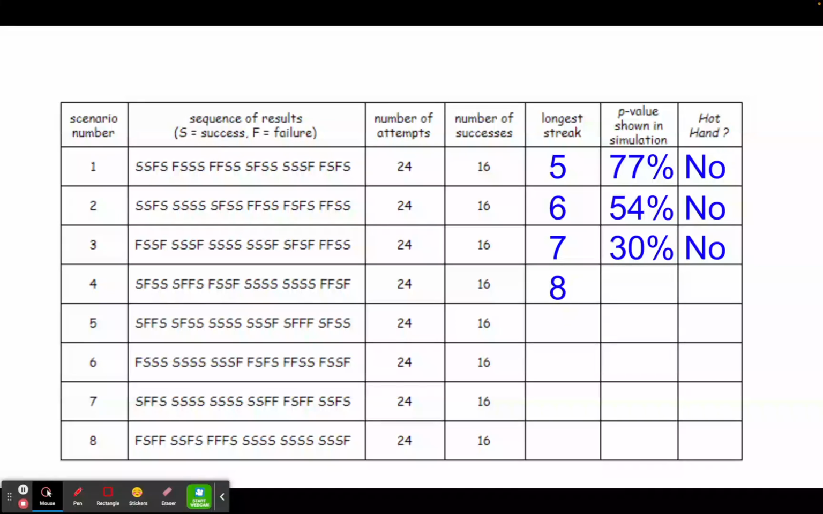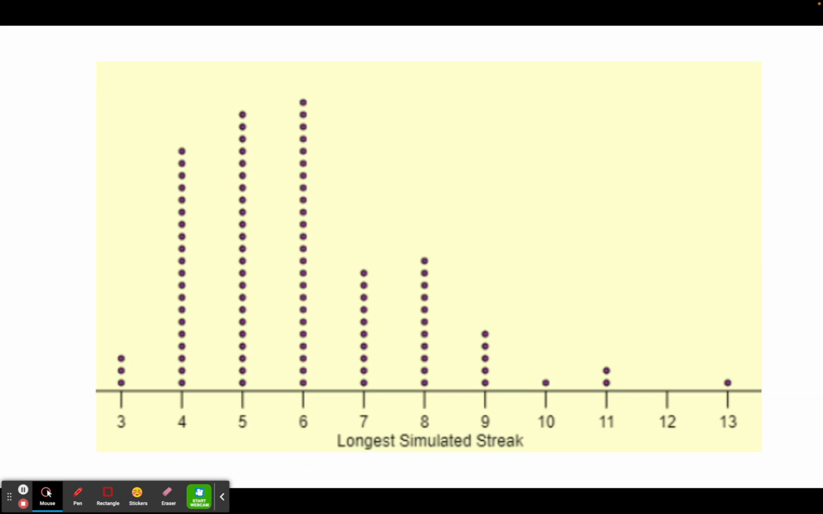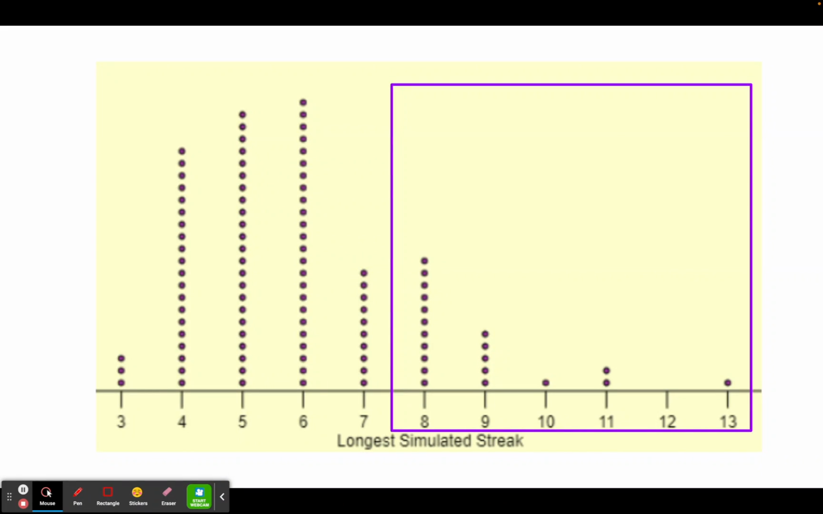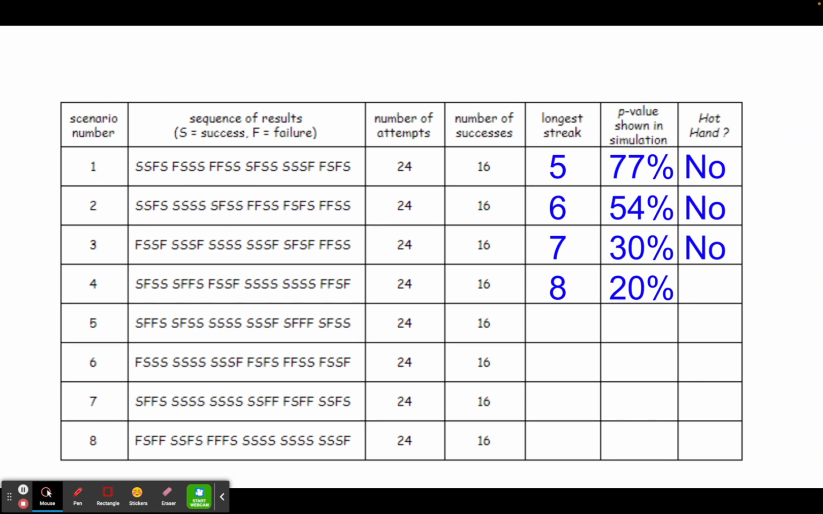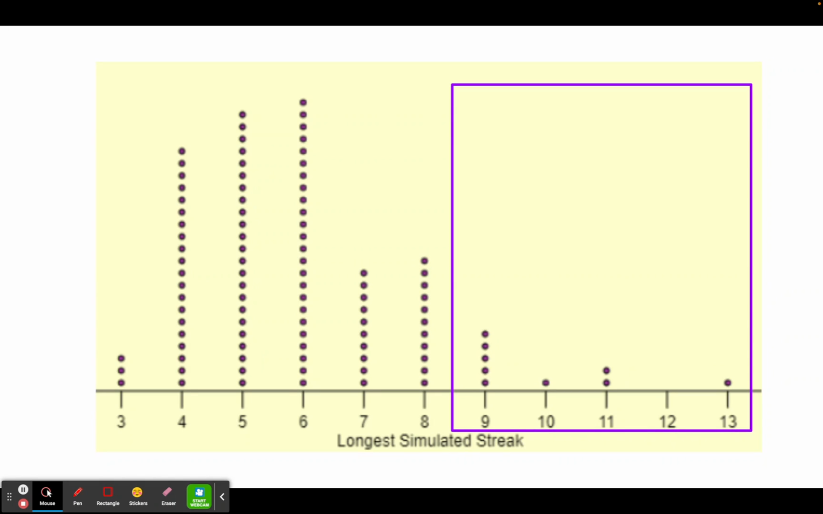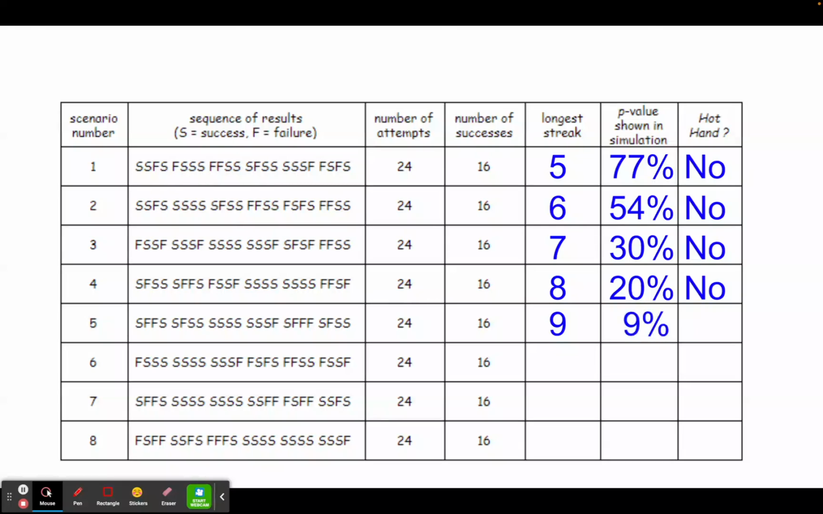In scenario number 4, we're looking at 8 successes in a row. From the dot plot, we can see that there are a total of 20 dots at 8 or above. Still, we would reach the same conclusion: fail to reject the null hypothesis, so they do not have the hot hand. Now, scenario number 5, we have 9 successes in a row right in the middle of the season. Now we're getting smaller and smaller p-values. Notice as we work our way to the right with longer and longer streaks. If we count the dots at 9 and above, we have a p-value of 9%. Still, same conclusion. No, they do not have the hot hand.